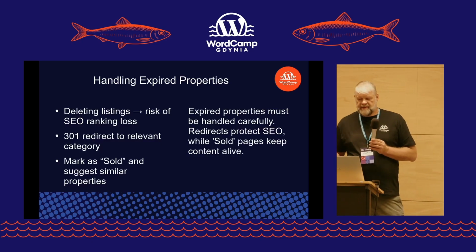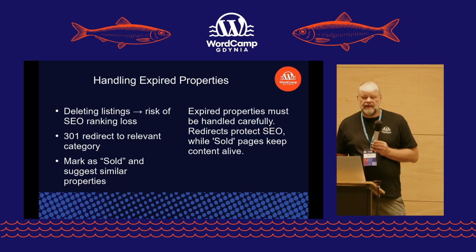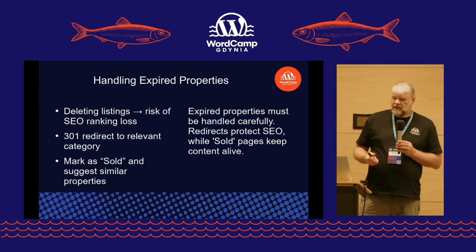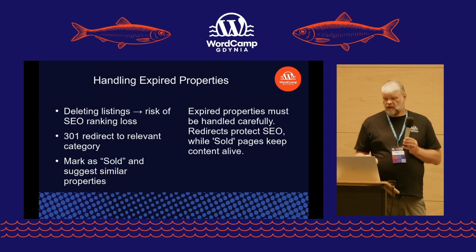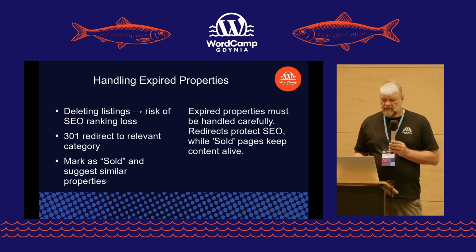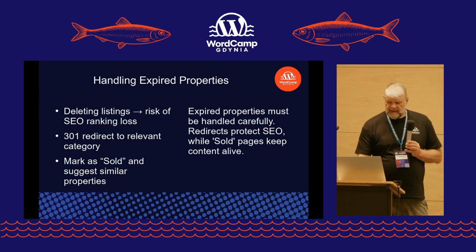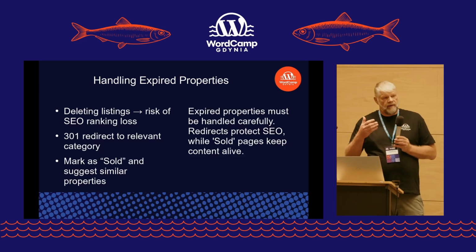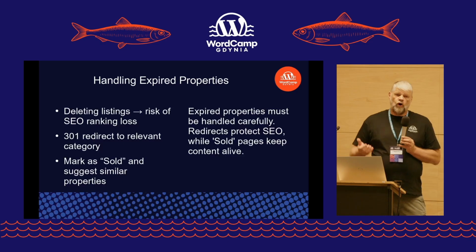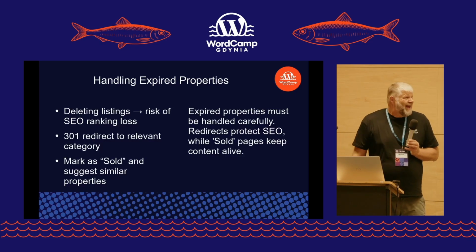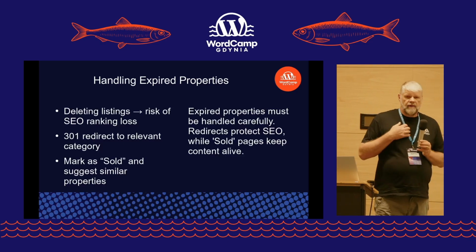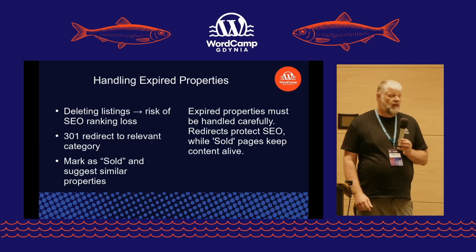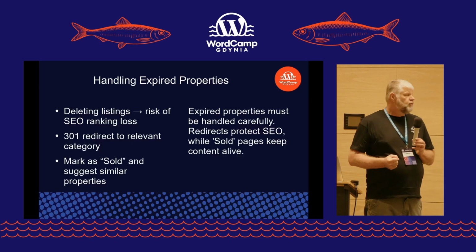One of the biggest SEO mistakes in real estate websites is deleting properties once they are sold. Because if you delete the page, you lose the SEO ranking and send users to a dead link. A better way is to redirect them with a 301 redirect. You can choose a category or another property. Another solution which I recommend to our clients is to mark the properties as sold and suggest similar properties.